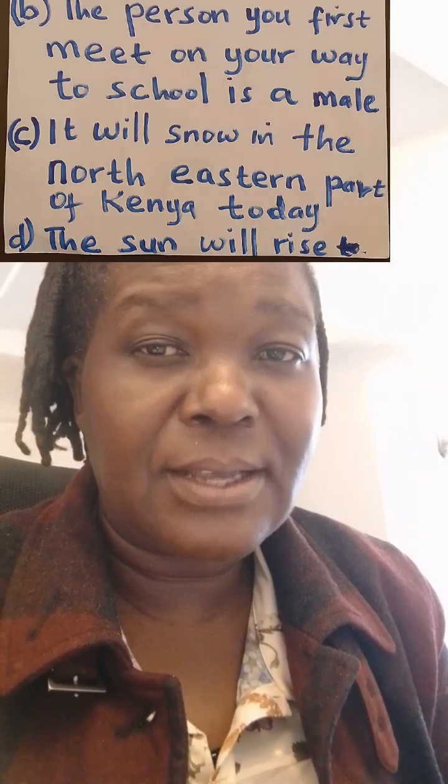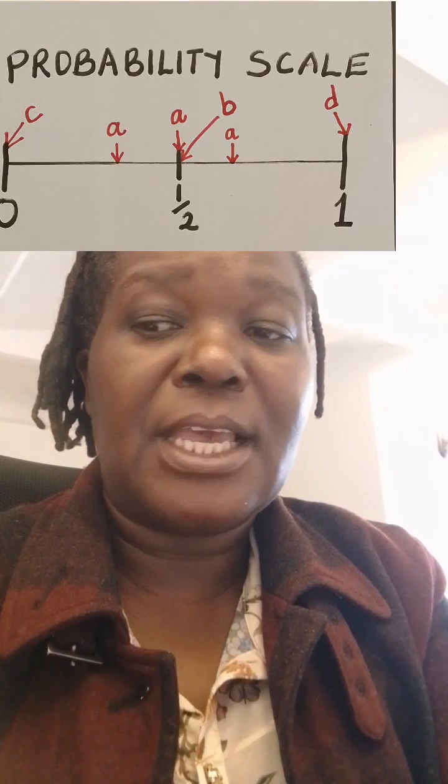And then lastly, in this example is the probability that the sun will rise tomorrow. That is a certain event. The sun will always rise, whether it is cloudy, whether it is sunny, or whichever weather it is. Every day the sun rises. So that is a certain event. So I mark it on the probability scale at 1.